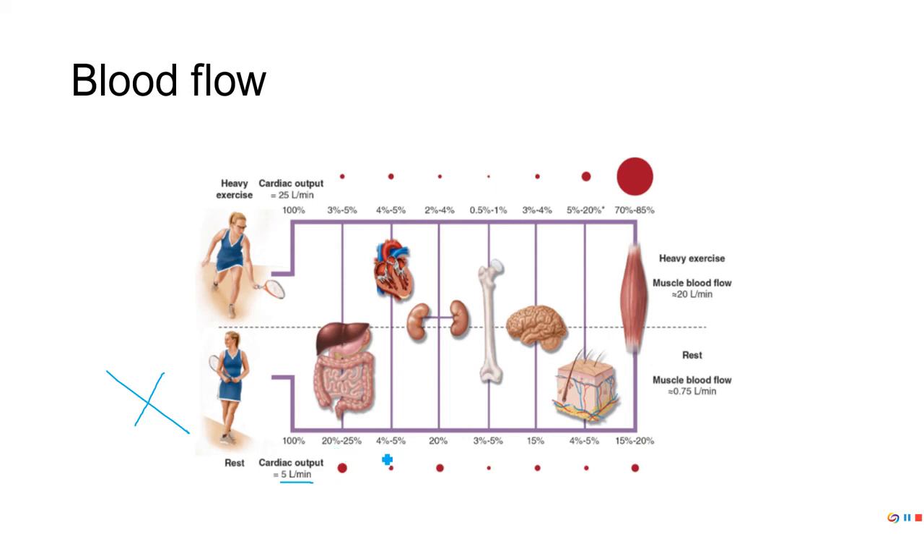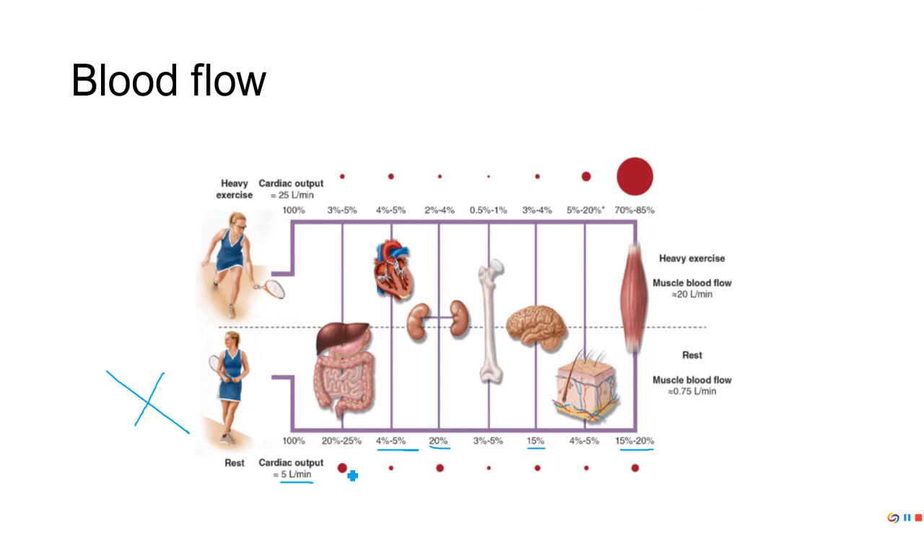4 to 5% goes to your heart. 20% goes to your kidneys. And then the other one I think is kind of important, just because we're talking about exercise here, is the muscle, and then also here the brain.